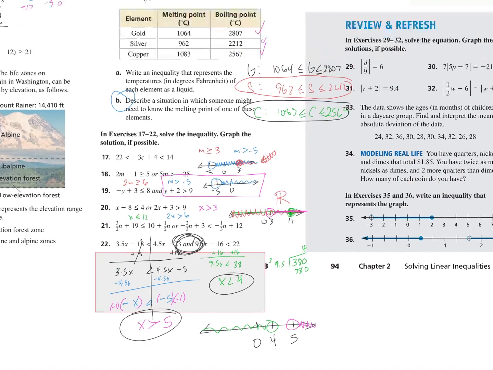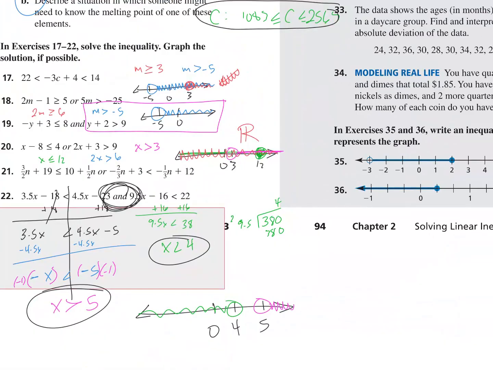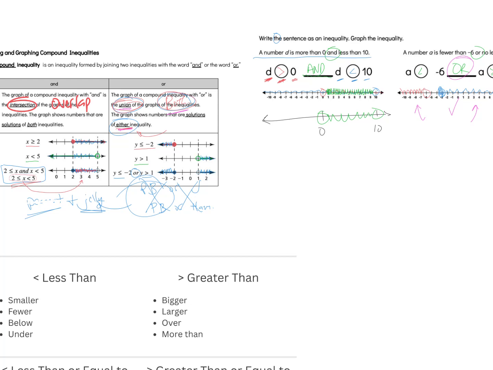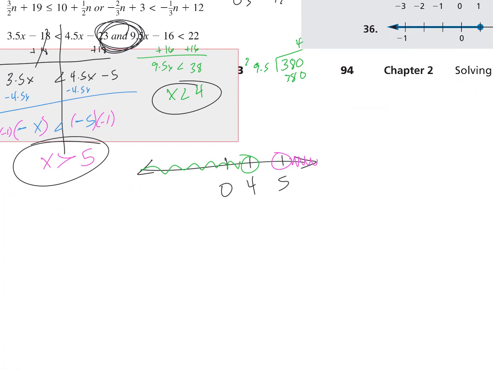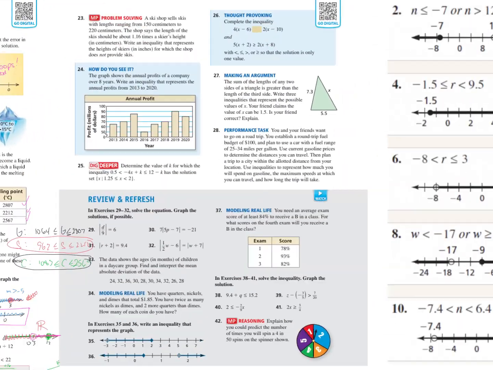Interesting. So like the last one, we said, look, it was both, so it was all real numbers. When it comes to an and, it is the intersection. It is the overlap. We don't have something that satisfies both of them. So this is no solution, because we got nothing. And if you don't believe me, let's slide over, look at our answers real quick. We got no solution. All right, we got 2 more, 24 and 26.